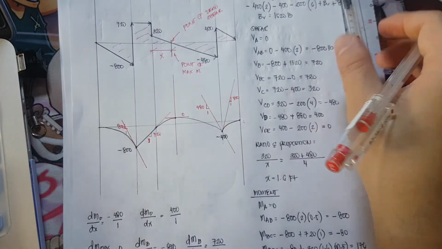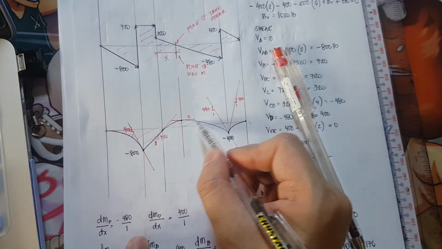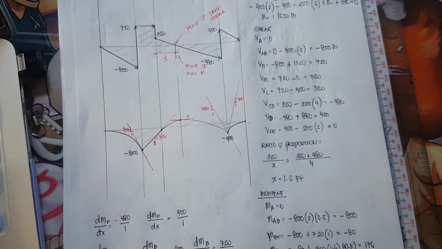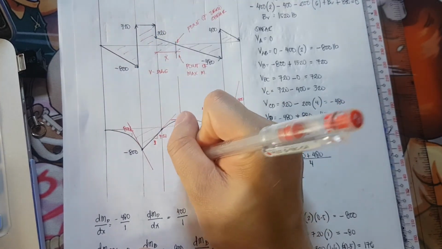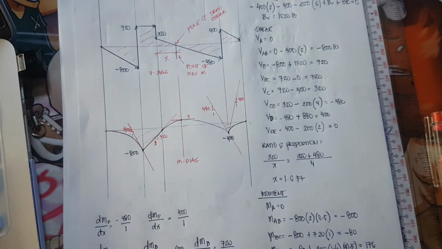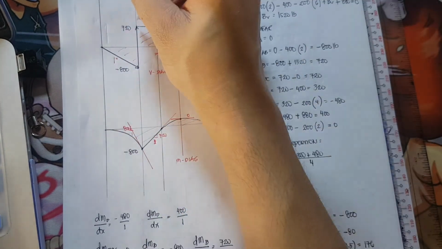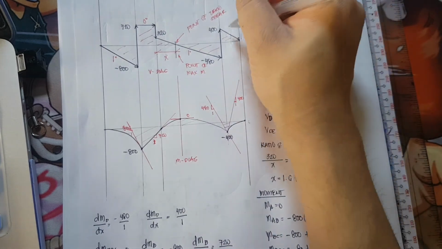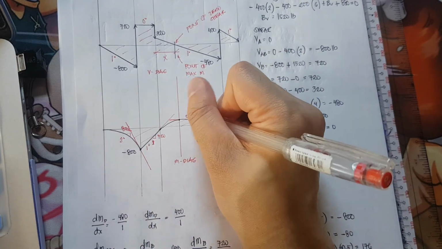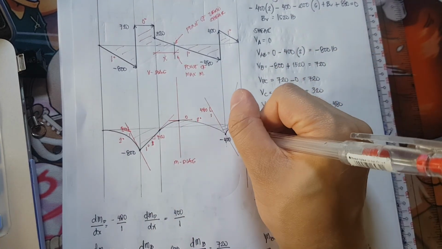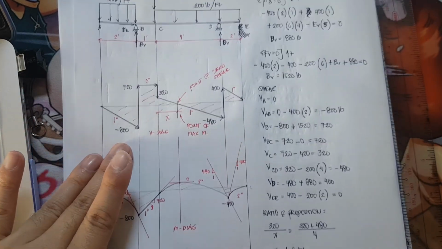Okay? So that is how you draw your shear and moment diagram. So this is my moment diagram. Okay? And do not forget to write the degree. You have here your first degree, 0 degree, first degree, first degree, second degree, first degree, second degree, second degree. And that is your shear and moment diagram using the area method.